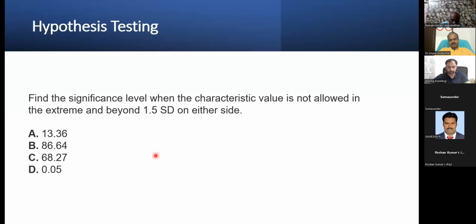What is the answer? 13.36. Beautiful. 13.36 is the significance level. If you say observation beyond 1.5 standard deviation is not acceptable, not tolerable, then the level of significance is 13%.